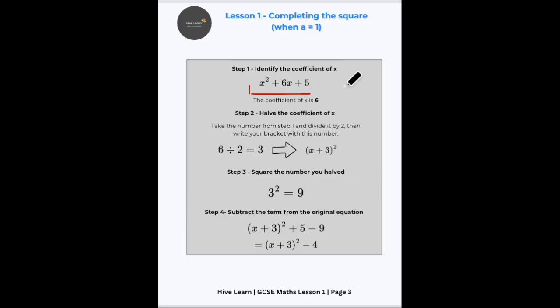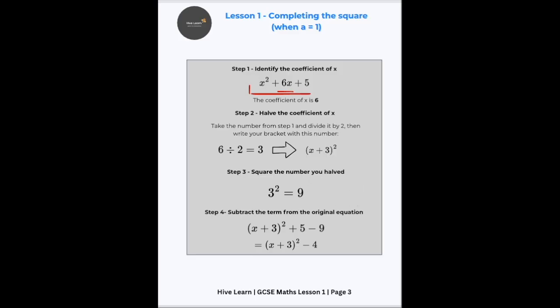So looking at this example, in a quadratic like x squared plus 6x, we can see that the number that is next to x is 6. So the coefficient of x is 6. We then go and halve it, so we divide it by 2. So 6 divided by 2 equals 3. And then we pop that into our bracket. So we have x plus 3 squared. And that is that first half sorted. We are not done.